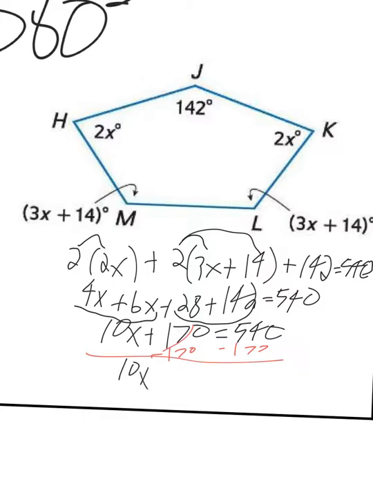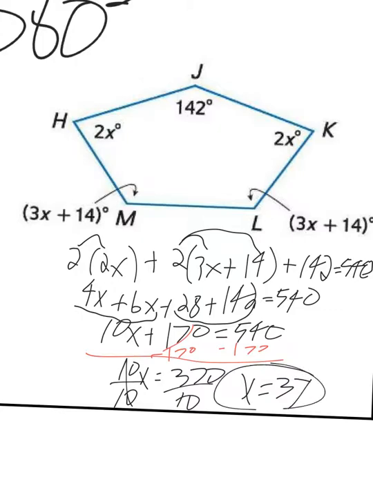10x equals 370. Divide by 10, divide by 10. X equals 37. Okay, so then I just plug in 37 back into this. So 2 times 37 is 74. 2 times 37 is 74. 3 times 37 plus 14 is 125. So I get 125 here, I get 125 there.